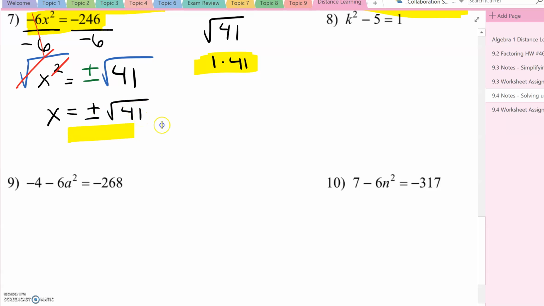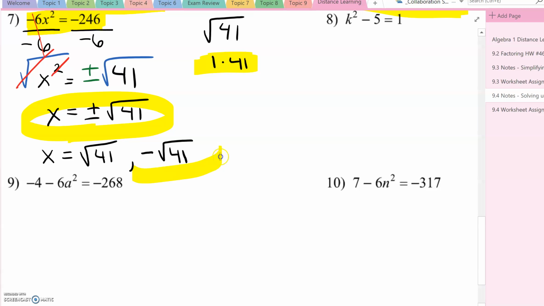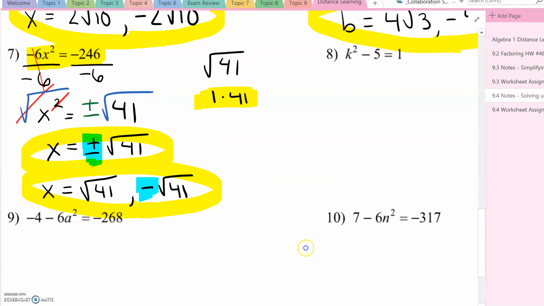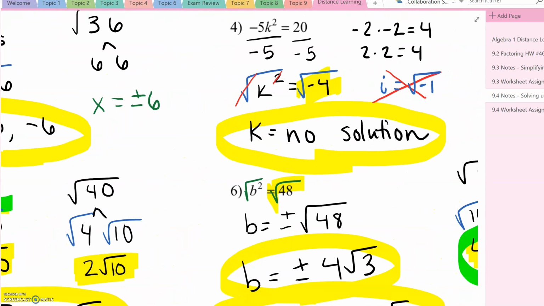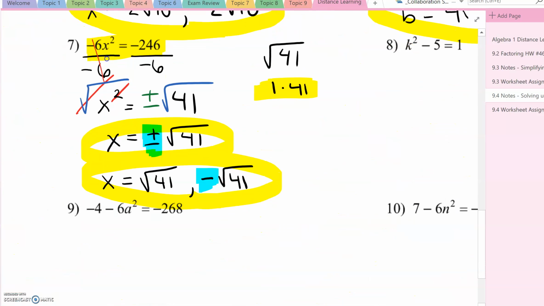If you don't like writing it like that, you can write it like we have been writing all the other problems. X equals the square root of 41 and the negative square root of 41. One thing I want you to be aware of, when you notice that I'm writing my answers, do you see how I'm writing my signs out front of my square root? You want to make sure you're writing your signs out front, because remember back to problem number 4, if you take the square root of a negative number, it's no solution because there's no number that multiplies by itself to get us a negative. So when you're giving a negative answer, make sure you're writing the negative out front of the radical.